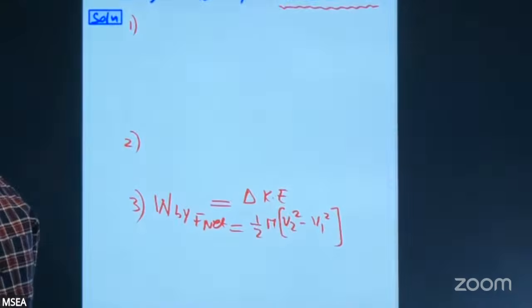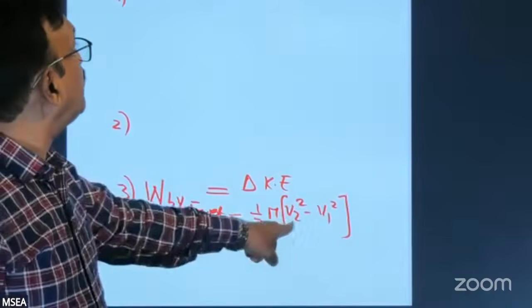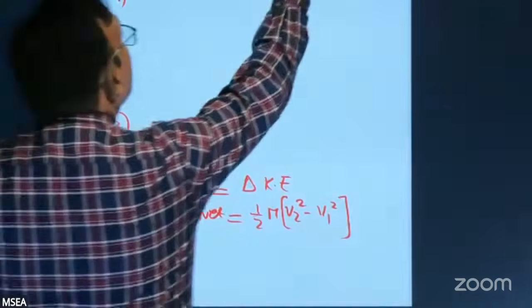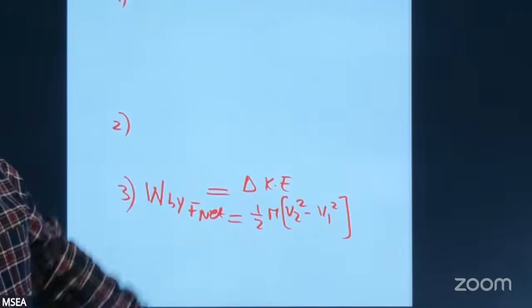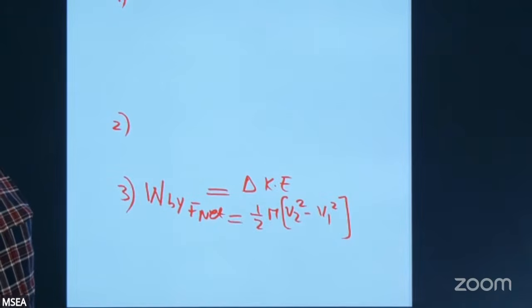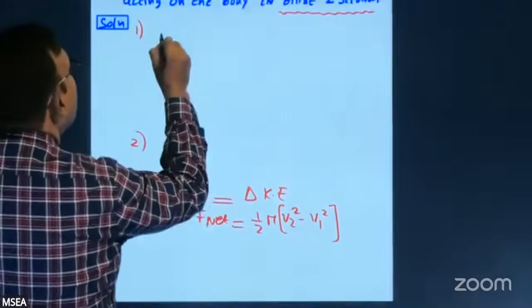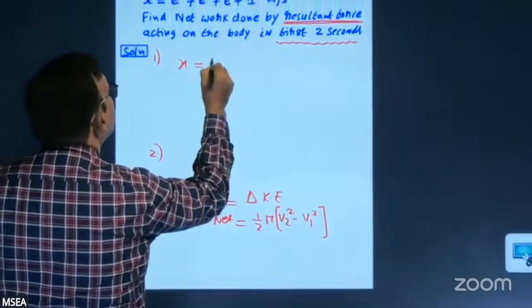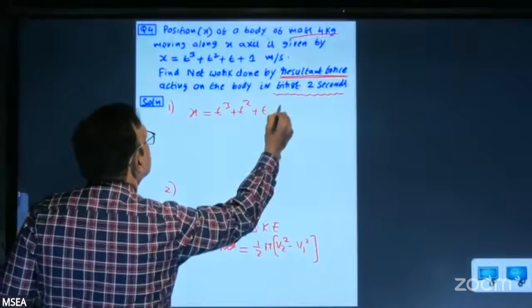Now the question becomes simpler. How to find V1, how to find V2? Mass of the body is already given, we just have to put it in. The only thing is how to find V1 and V2. Now comes a little bit of good thinking from you. The x-t relation is given. x is given as t cube plus t square plus t plus 1.